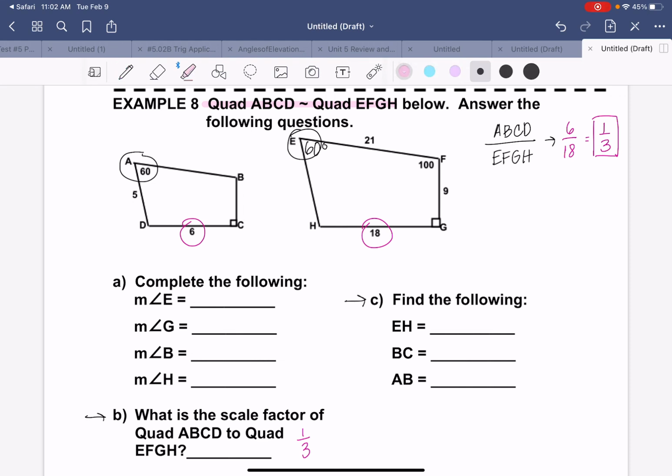Now, I'm not going to complete these questions, but I am going to leave the answers in the description below. So you're finding EH, BC, and AB. Remember, scale factor comes first in your ratio. So 1/3 equals 5 over x. That's the only proportion I'm going to give you. But 1/3 is always going to be your first ratio. And remember, you set it equal to the missing side and its corresponding side in a ratio.